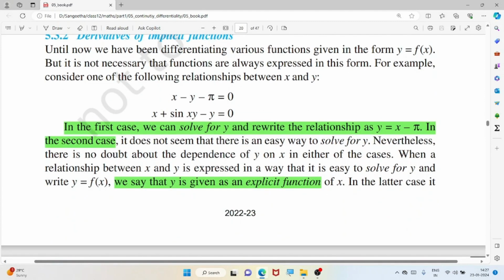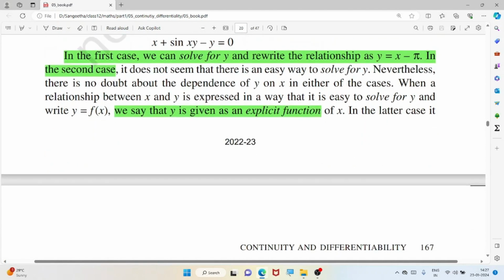Derivative of implicit functions. Until now we have been differentiating various functions given in the form y equal to f of x. But it is not necessary that functions are always expressed in this form. For example, consider this. From this equation you can find y, then substitute here. In the first case we can solve for y and rewrite the relationship. Then use it in the second case, where y is given as an explicit function.